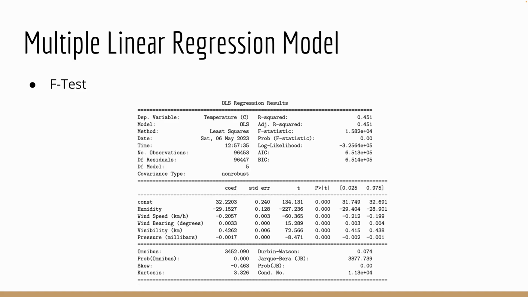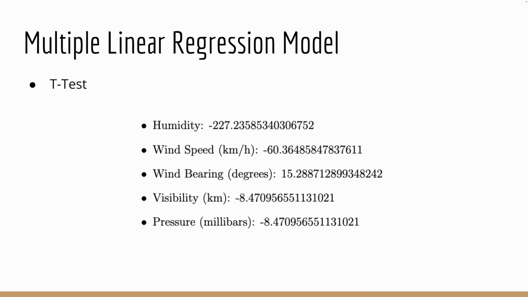So with that, I went on to the next model, which is the multiple linear regression model. For this one, I performed the OLS, obviously, and then I did the F-test on the different features that we have. You can see here that humidity has a very high negative coefficient with temperature. The other ones like wind speed, wind bearing, visibility, pressure, they don't really seem to affect as much as the humidity feature. So doing the t-test, we get these different values.